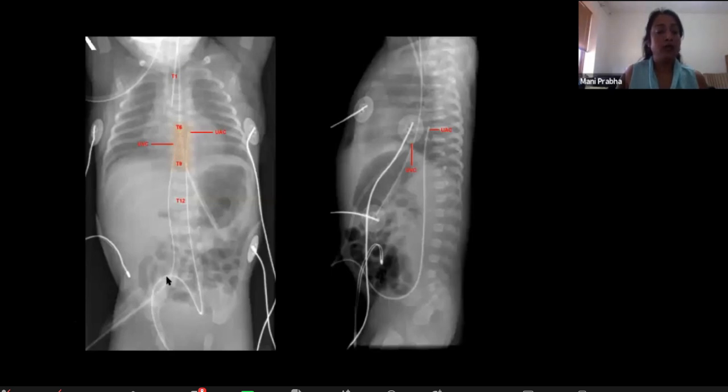UAC, on the other hand, forms a loop: umbilical artery, then into the internal iliac, then into the common iliac and aorta, and then it is positioned at the level of T7, T8, or T9. And that's how it looks on the lateral radiograph. UAC is posterior and UVC is anteriorly positioned.